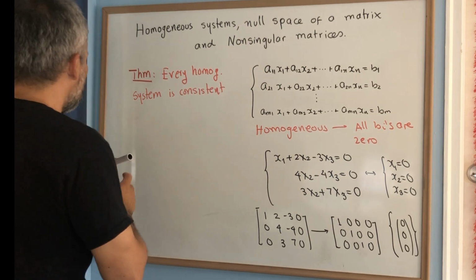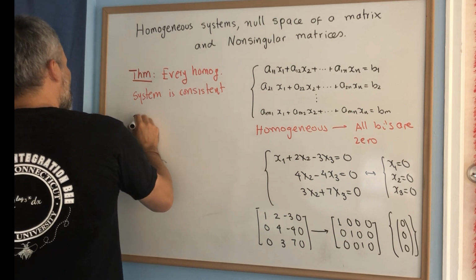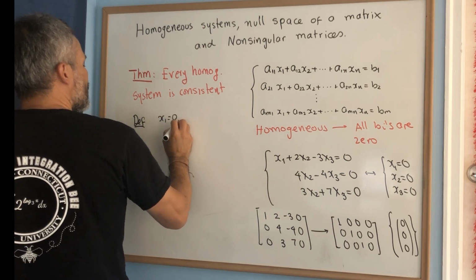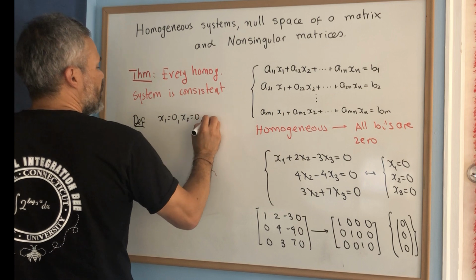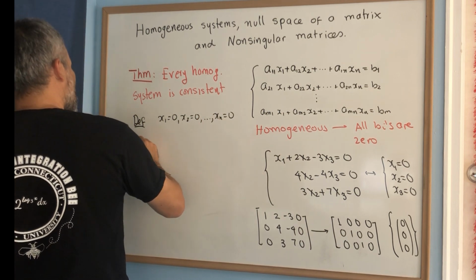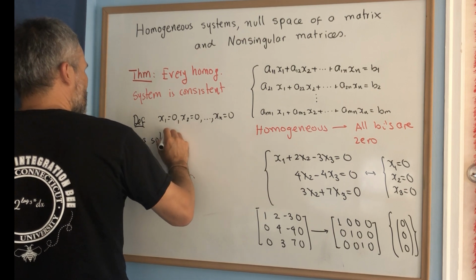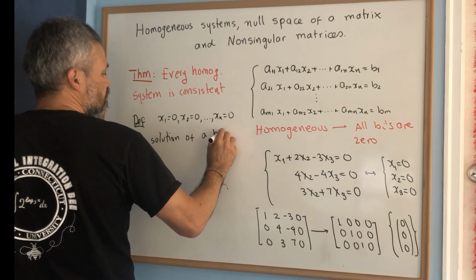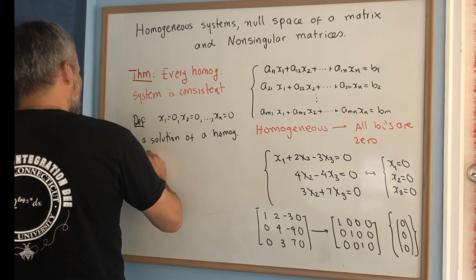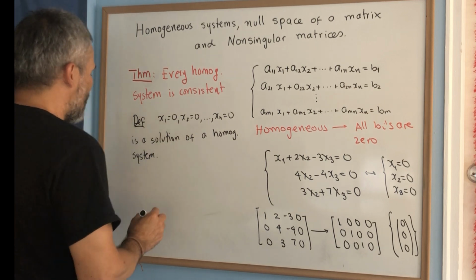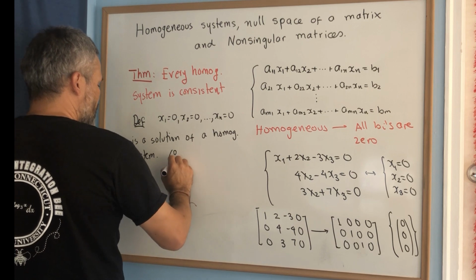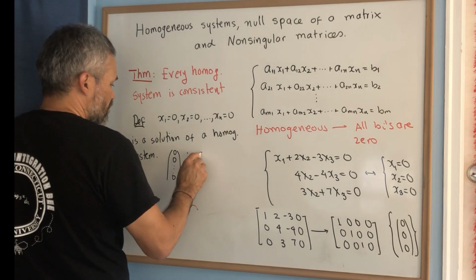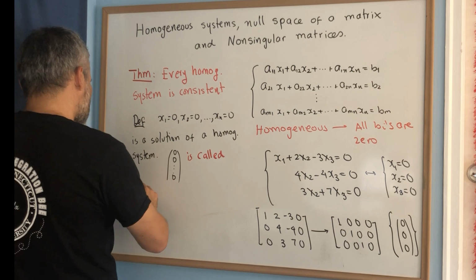And the reason, actually let me write this as a definition. The reason is that x1 equal to 0, x2 equal to 0, and xn equal to 0 is a solution of a homogeneous system. And by the way, we call this solution 0, 0, 0 the trivial solution.